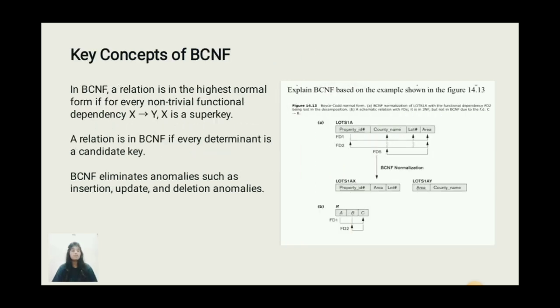Key concepts of BCNF. A relation is in the highest normal form if for every non-trivial functional dependency X to Y, X is a super key. A relation is in BCNF if every determinant is a candidate key. BCNF eliminates anomalies such as insertion, update and deletion anomalies.